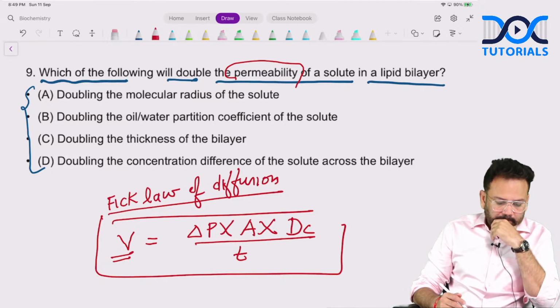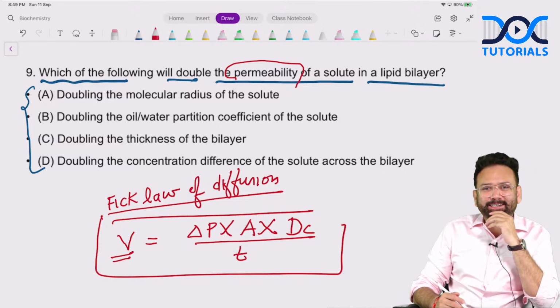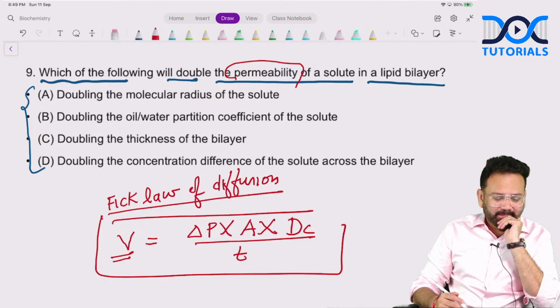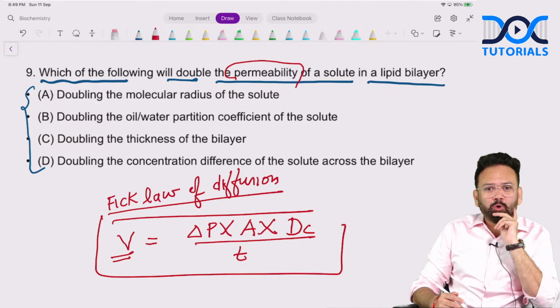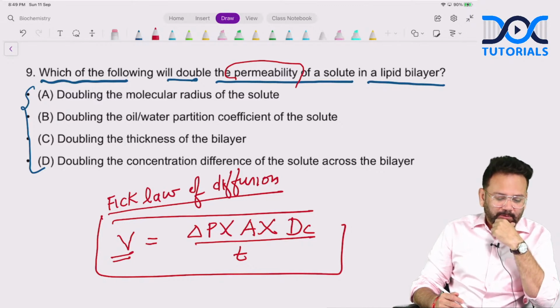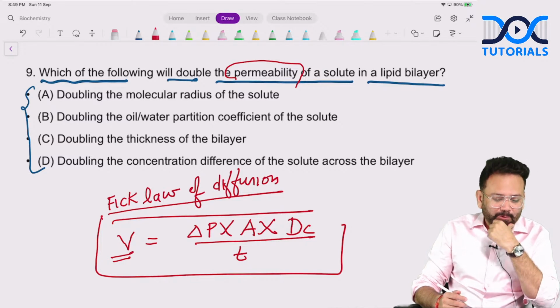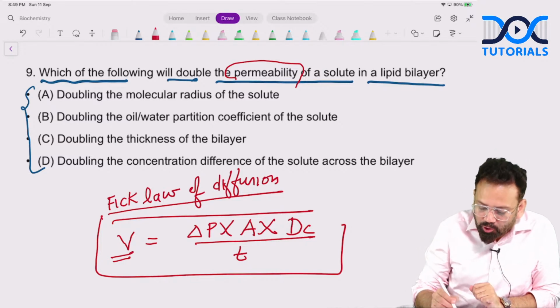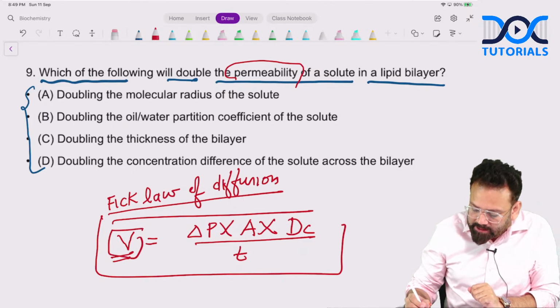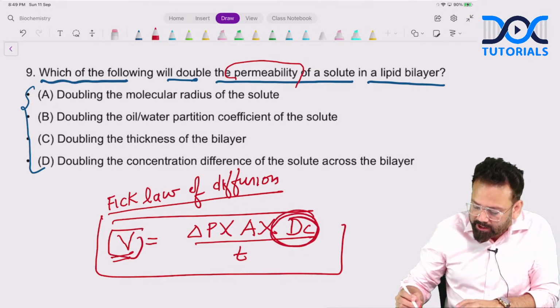Anyone? So most of you are saying D. Only Old Monk is correct. Okay. The answer is B actually. Why is the answer B, Old Monk? Yes, you are correct, Old Monk. Your answer is B, of course. But why is the answer B? It is not asking the rate of diffusion. It is asking the permeability coefficient.